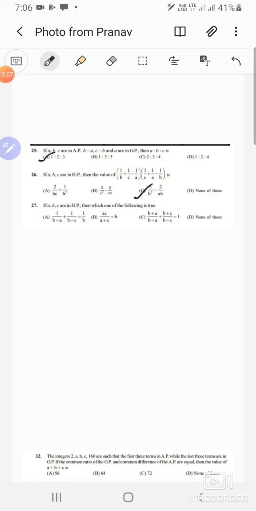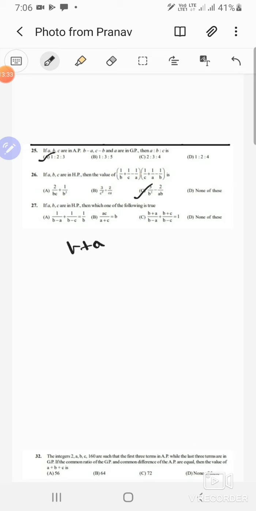If a, b, c are in harmonic progression, then which of the following is true? 1 upon b minus a plus 1 upon b minus a equals 1 upon b. Okay, this is obviously not true. b plus a upon b minus a equals b plus c upon b minus c. Let's just look at every option first. So let's look at this option first.